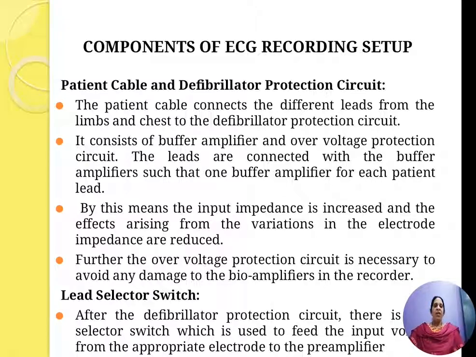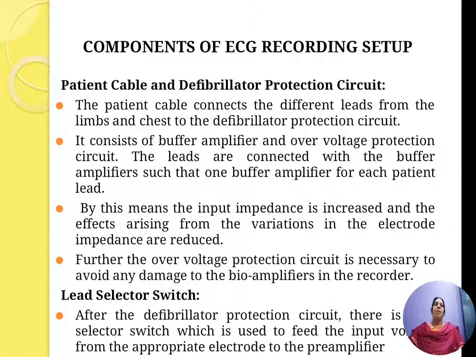Further, the over voltage protection circuit is necessary to avoid any damage to the bioamplifier in the recorder. So, the patient cable and defibrillation protection circuit.